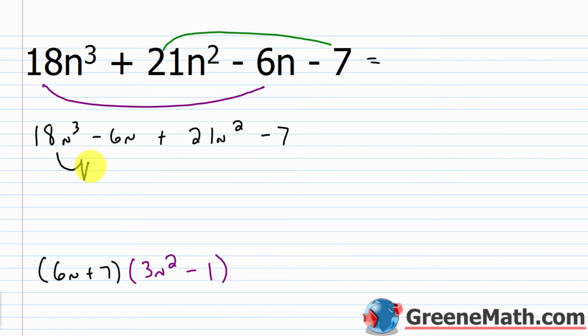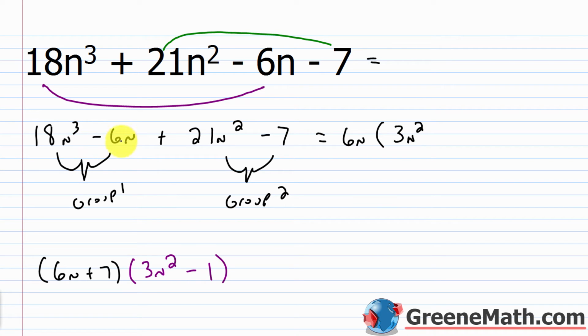So this would be your group 1. And now this would be your group 2. So from group 1 now, I can pull out a 6n. So if I pulled out a 6n, what would I have? Again, 18n cubed divided by 6n would be what? That would be 3n squared. And then negative 6n divided by 6n would be negative 1. Then we'd have plus, from group 2, I can pull out a negative 7 or I can pull out just a 7. And it's just a matter of the signs.